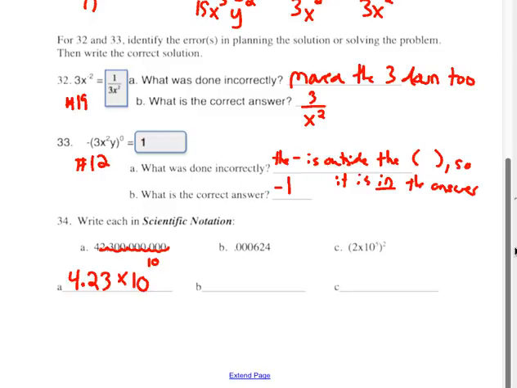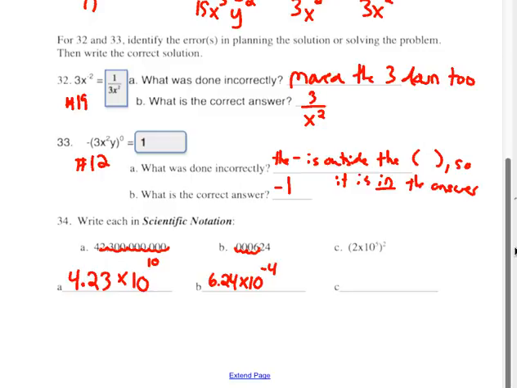Letter B is very similar, okay? Put your decimal after the first significant digit that you see. And now I need to figure out how many times do I move my decimal. So I move it 1, 2, 3, 4. But this time I started as a very, very tiny number. So I don't want 4, I want negative 4 because the number I was dealing with was extremely small.